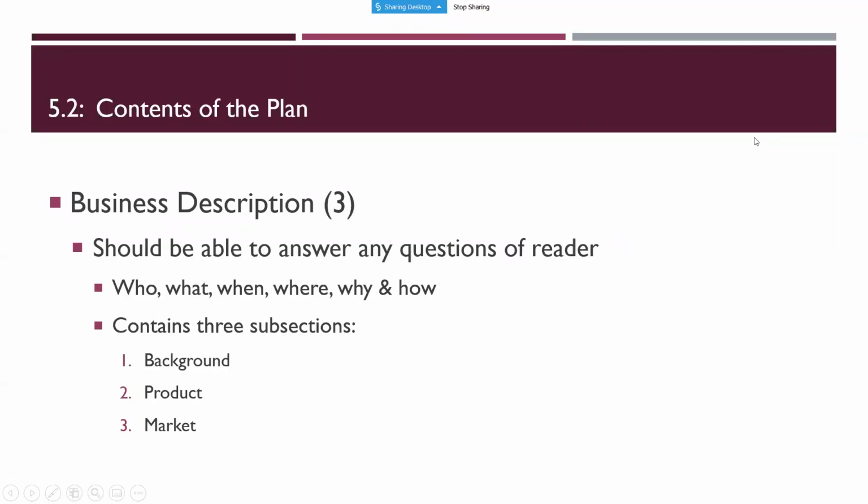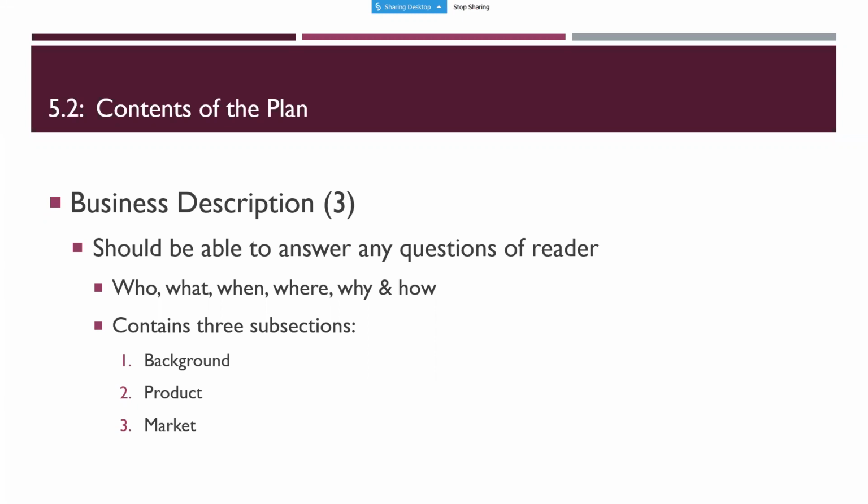So after the elevator pitch, the business description, and that business description should be able to answer about any question that the reader has, regardless of who the reader is. The reader could be a potential investor, could be a potential lender, could be a potential customer even. So it answers the who, what, when, where, why, and how of the business.